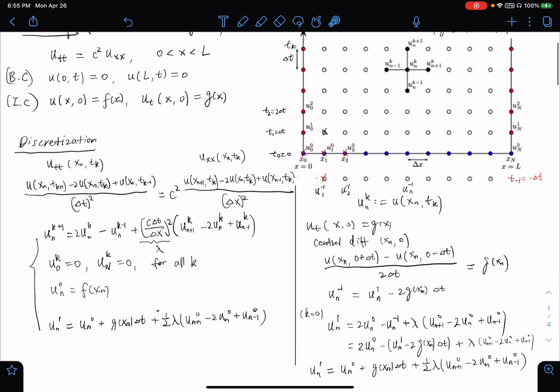And as discussed earlier, for other points, we can use the recursion formula derived directly from discretizing our equation. So for example, this value will be determined by these four values. And this value will be determined by these four values, right? So using these conditions, we can determine every value on this discrete spatial time grid.